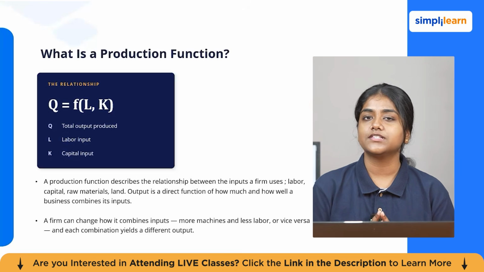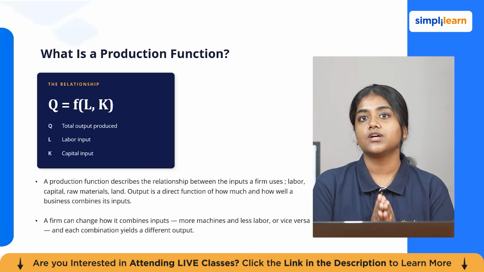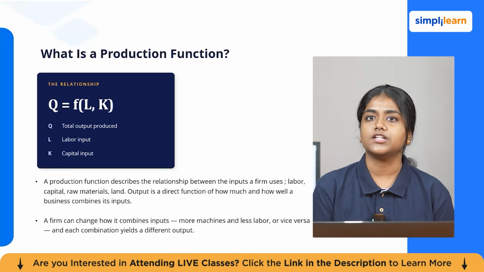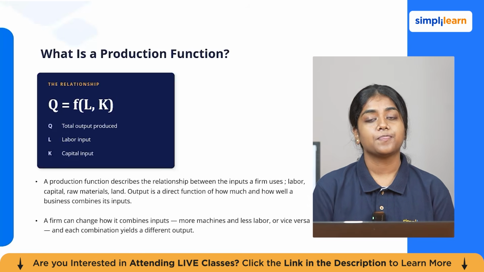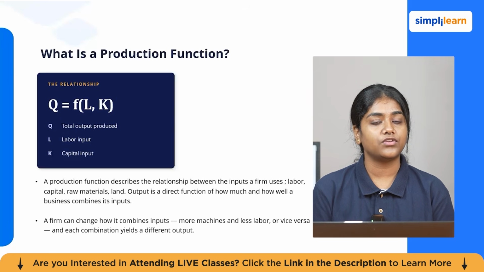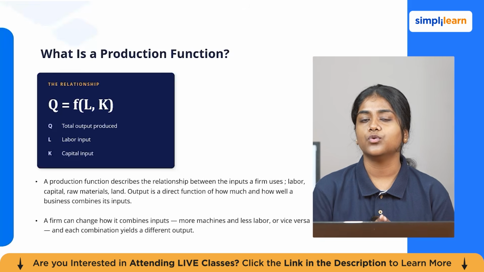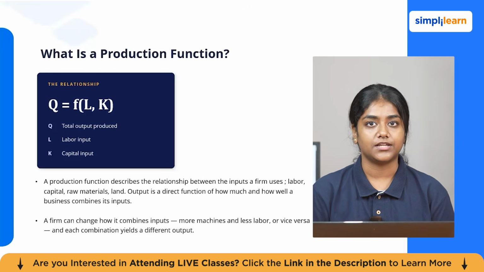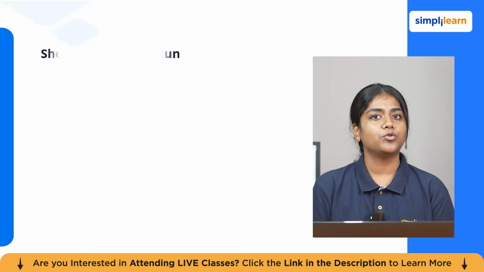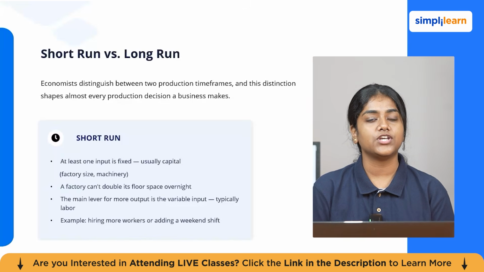So this relationship isn't fixed forever. A firm can change how it combines inputs, using more machines and less labor, or vice versa. And each combination produces a different amount of output. Understanding this relationship helps a business figure out the most efficient way to produce a given quantity. So economists distinguish between two production time frames, and this distinction shapes almost every production decision a business makes.